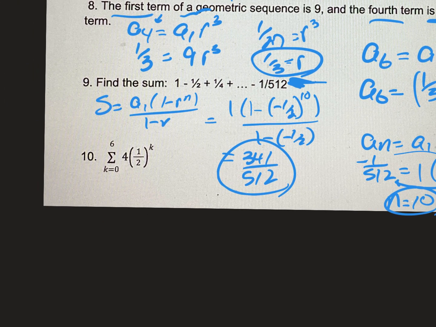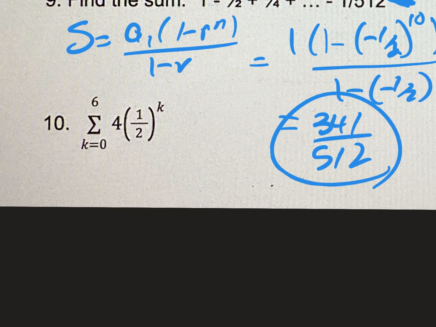Number 10 is the sigma. I'm going to use the same exact formula, so I'm going to sum. There's 7 terms. The first term, you plug in 0 right there, and if I plug in 0, 1/2 to the 0 power is 1. 1 times 4 is 4, so 4 is the first term.